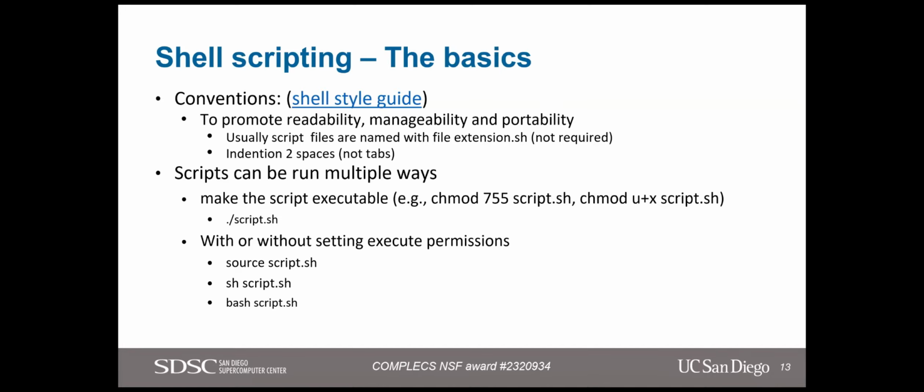So scripts can be run in 2 ways. You can either run them as executables or non-executables. If you run them as executables, you can run them without any command before it, so it's ./ and the script name. But you can also run them if you have not put execute permissions on it. So there are 3 examples: you can do source and the script name, sh and the script name, or the specific shell you're running and the script name.